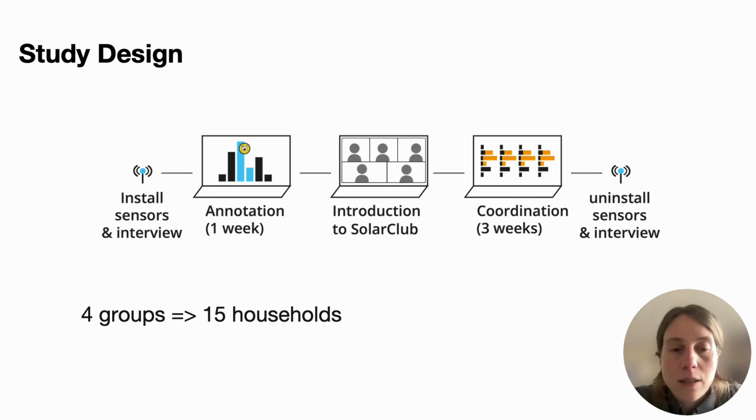Our study design went as such. First, we installed the sensors, which would sense the live electricity consumption of the household. Then we gave them the annotation interface, which people used to track their activities for approximately 1 week. We then introduced them to the SolarClub system and introduced them to each other when possible. And then finally, they went through what we call the coordination phase and used SolarClub for 3 weeks. In that phase, they were told that they should try to use as much of the solar energy as possible, but we didn't tell them more details about how they should go about doing that. And finally, we uninstalled the sensors and did an exit interview.